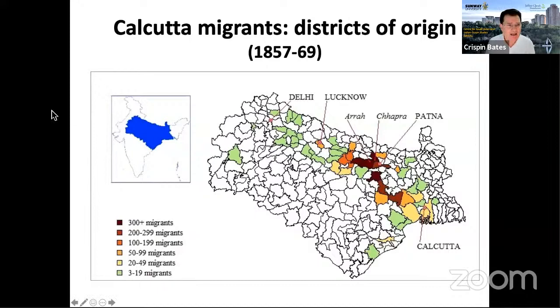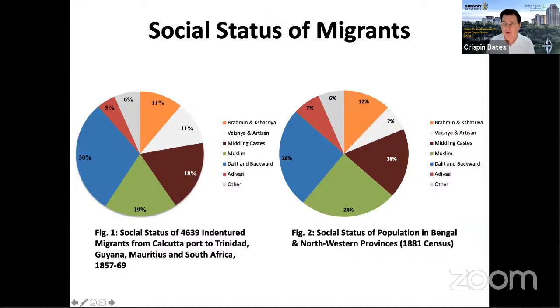Interestingly, what we then did was look at the breakdown of this population of migrants by caste. Now, we grouped the castes together in a fairly arbitrary fashion, because the point was to make comparisons. So roughly, we grouped together the Brahmin and Kshatriya castes, the Vaishya and artisan castes, middling peasant castes, Muslims, Dalit and backward castes, and Adivasis.